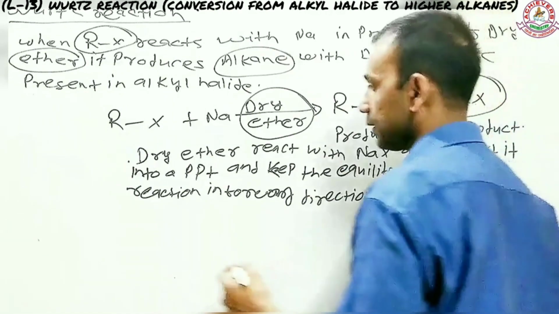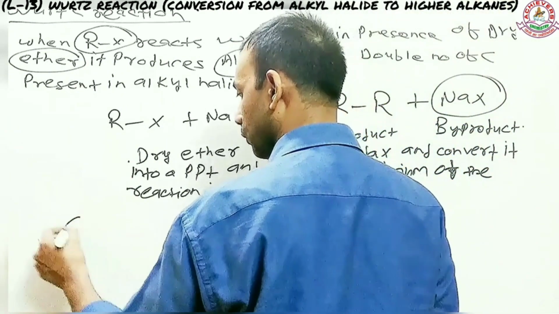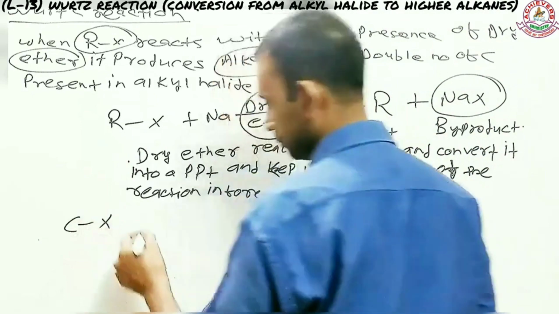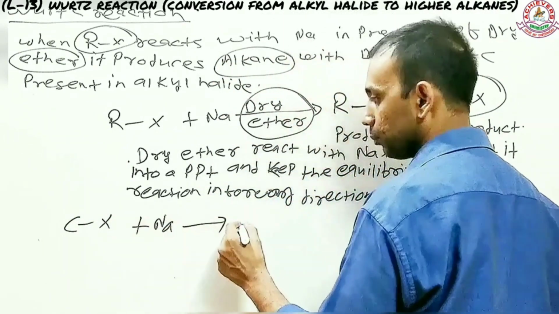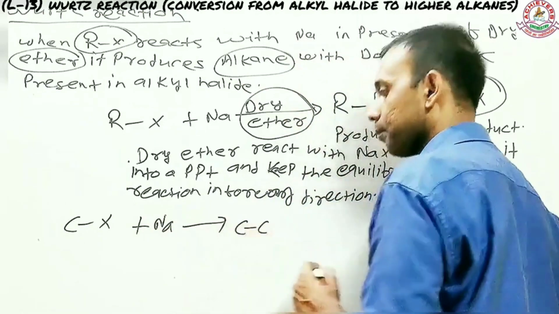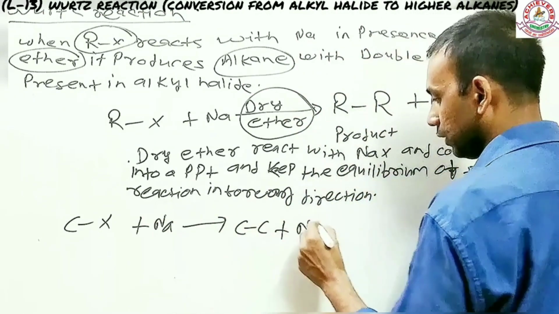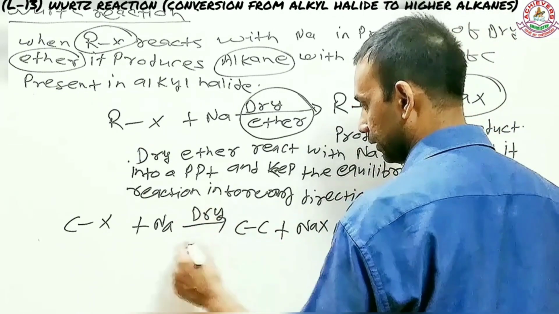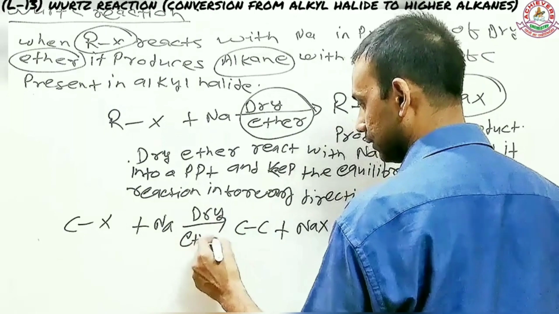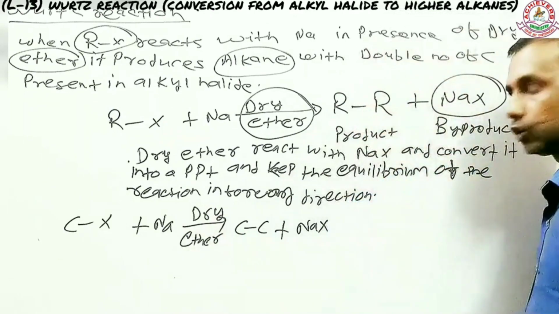Let's take another example from here. Suppose I'm talking about halomethane. So if halomethane reacts with sodium, it will form ethane, and sodium will come out with halide as sodium halide. But to remove that, as I said earlier, this reaction is carried out in presence of dry ether. So this is what the whole reaction is. I hope you have understood.